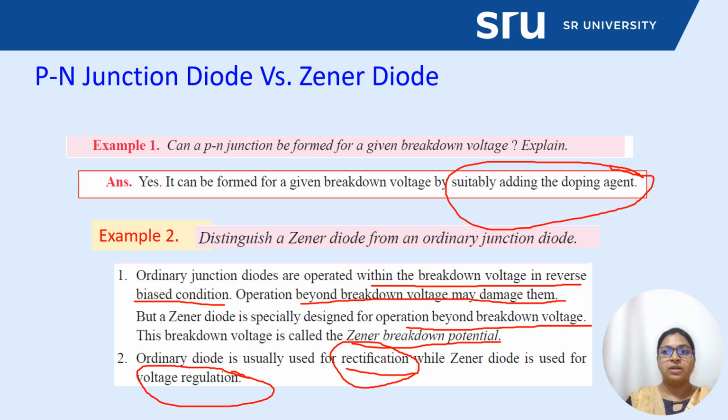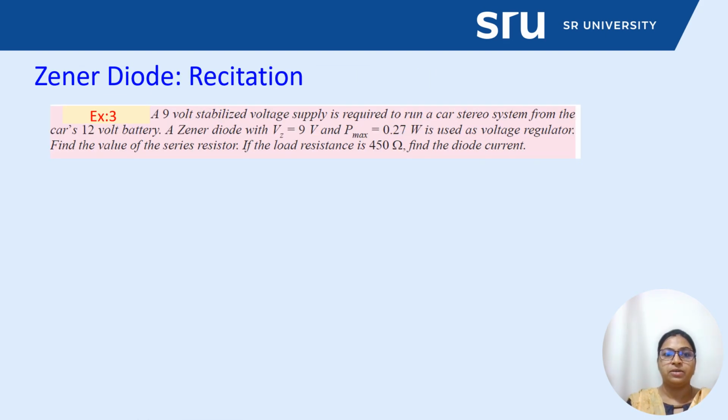So let us see one Zener diode problem. A voltage supply is required to run a car stereo system from the car's 12 volt battery. A Zener diode with voltage of 9 volt and maximum power of 0.27 watt is used as a voltage regulator. What will be the series resistance? If the load resistance is 450 ohm, how will you find the diode current?